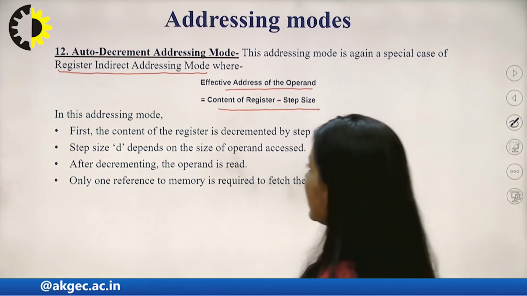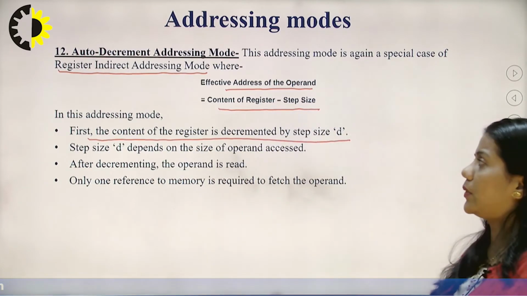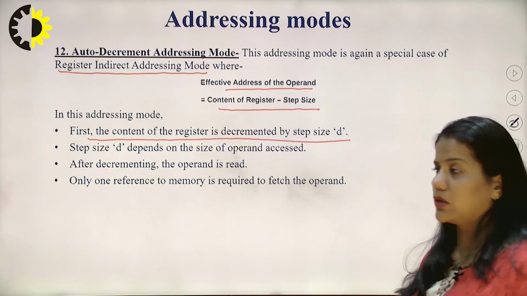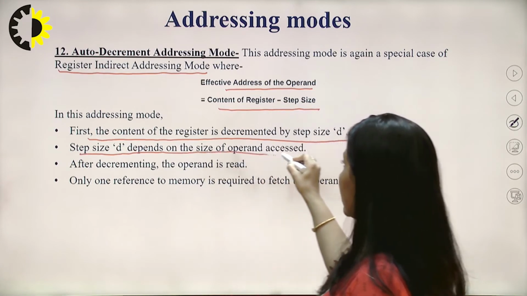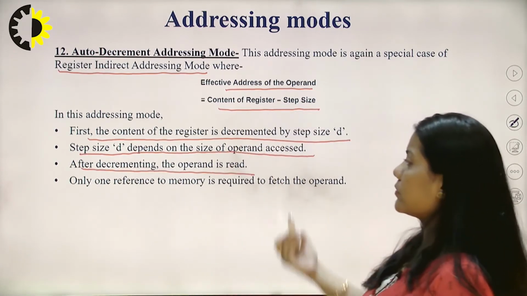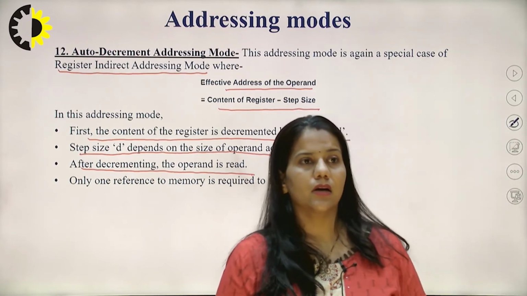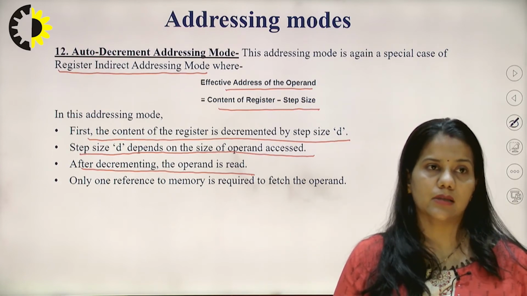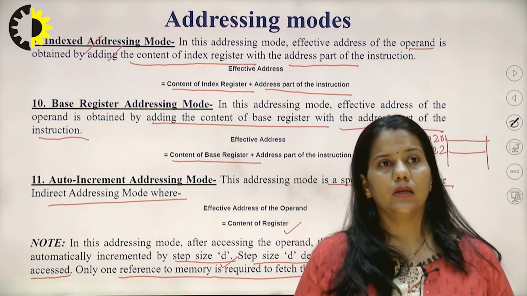So in this addressing mode, first of all, the contents of the register is decremented by step size d. The step size d depends on the size of the operand accessed. After decrementing, the operand is read. Only one reference to memory is required in this case, since the operand is being read only once. Only one memory access is made here. So in this way, this completes our addressing modes.